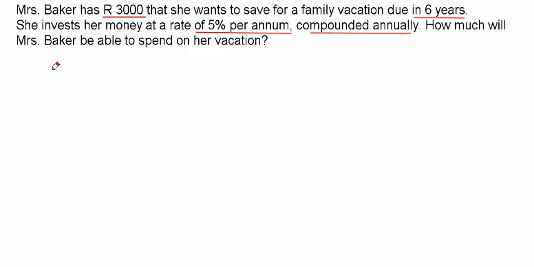We need to find the final amount that she has with her to be able to spend on her vacation with the family. The final amount is going to be equal to the initial amount, that's the compound interest formula, 3,000 times 1 plus the rate, which is given as 5%, so we need to do 5 over 100, and raise that to the number of time periods. In this case, it's 6 years.